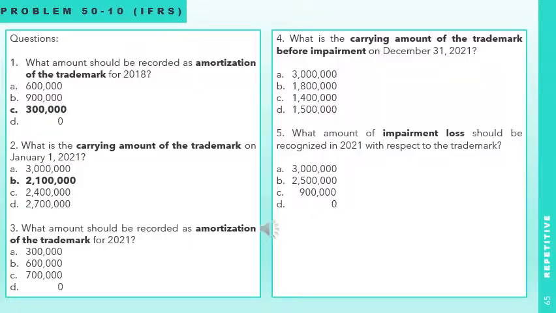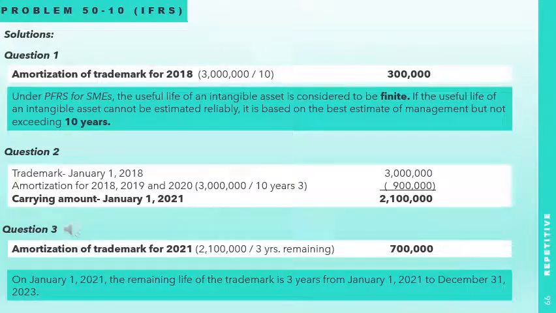For question number 3, what amount should be recorded as amortization of the trademark for 2021? Simple lang din ang maging computation natin dito, which is similar sa computation sa question number 1. Bago tayo mag-proceed sa ating solution ay define ko muna kung ano ba yung amortization. Amortization is the process of allocating or spreading out the cost of an intangible asset over its useful life. So, proceed na tayo sa ating solution.